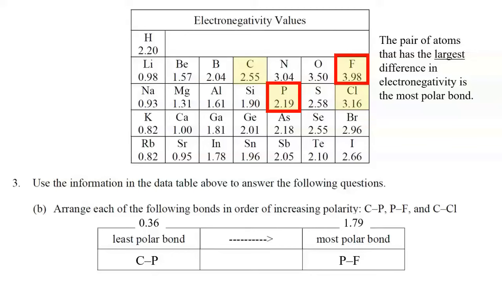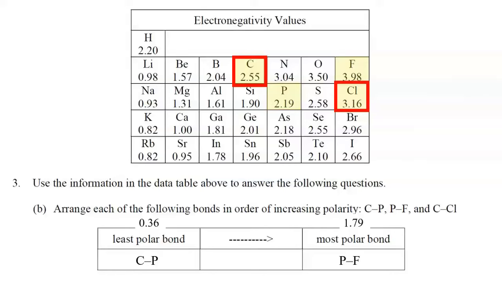So I think to answer this question, it was very helpful to have the electronegativity values and discover that the difference between phosphorus and fluorine is greater than the difference between carbon and chlorine. And again, now we have ranked these three bonds from least polar to most polar.